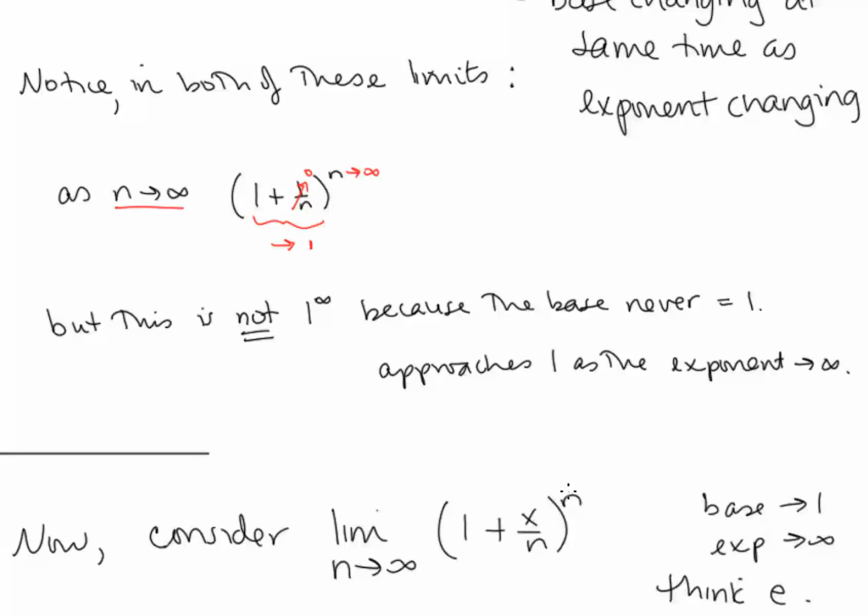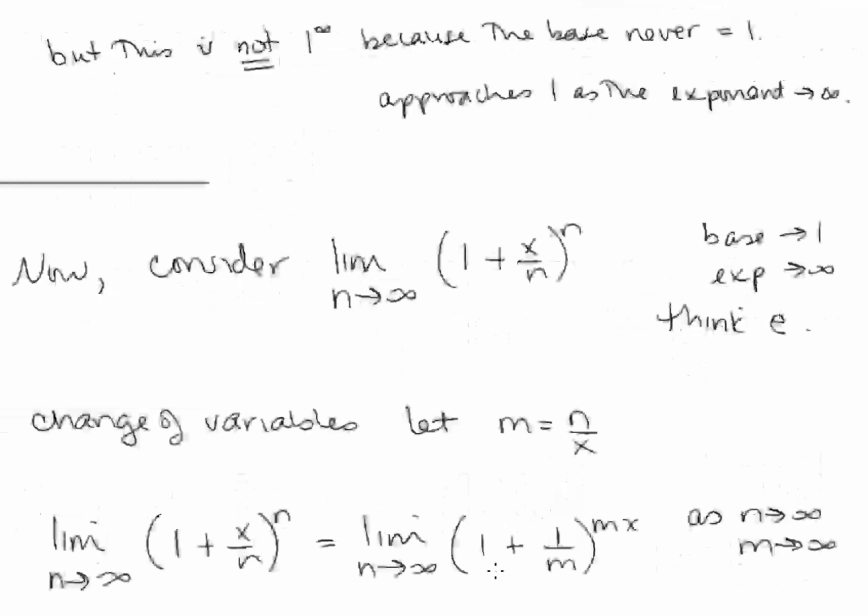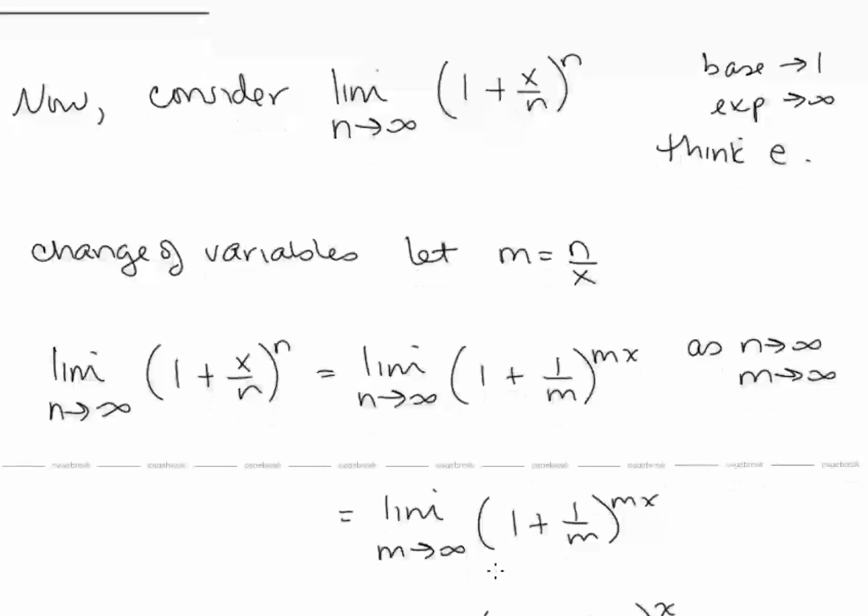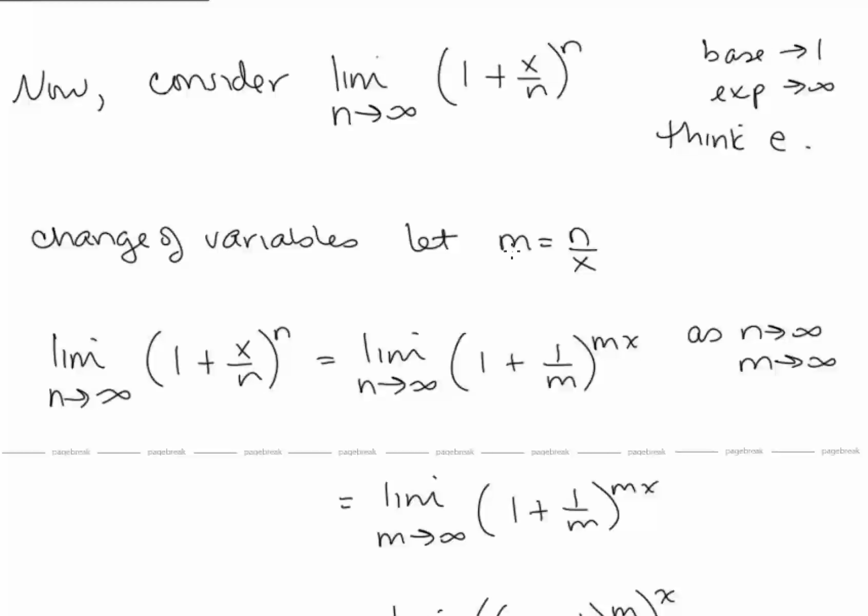So we think that this might be related to e, but let's see. We're going to start by making a change of variables and letting m equal n over x. So let's see how that changes how our limit is written. The limit as n goes to infinity of 1 plus x over n to the n is equal to the limit as n goes to infinity of 1 plus, now this x over n becomes 1 over m with this change of variables, right?